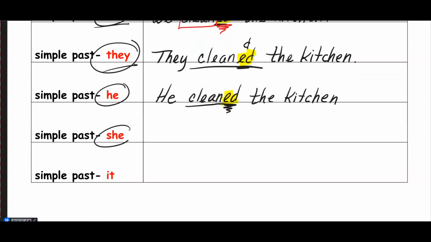Okay, next person is she. S-H-E. She. Clean. Cleaned. The pronunciation is d. And those slashes, the slash, that means sound. She cleaned. She cleaned the kitchen.